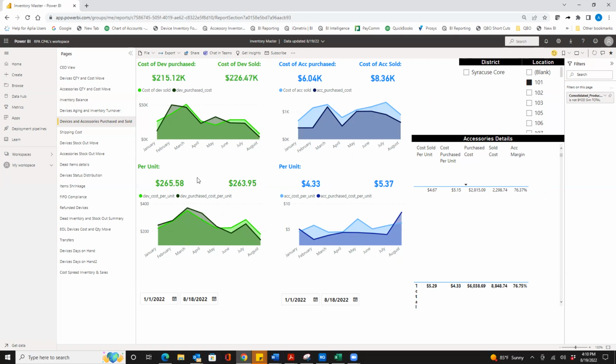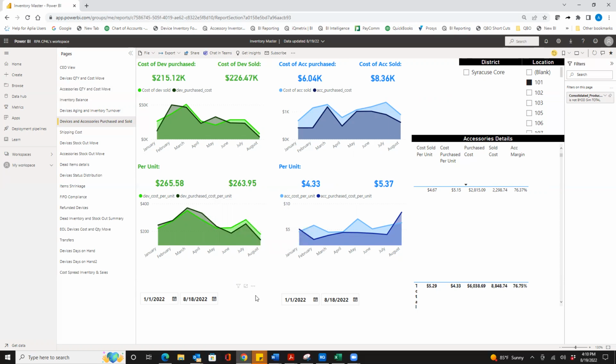And I also love seeing, as I mentioned in the last video, per unit prices to allow me the opportunity to see how that trend is moving. Are we buying inventory that's cheaper? Are our customers demanding that? And this is an interesting trend that I am seeing since March. There is a downward pressure on the per unit prices.